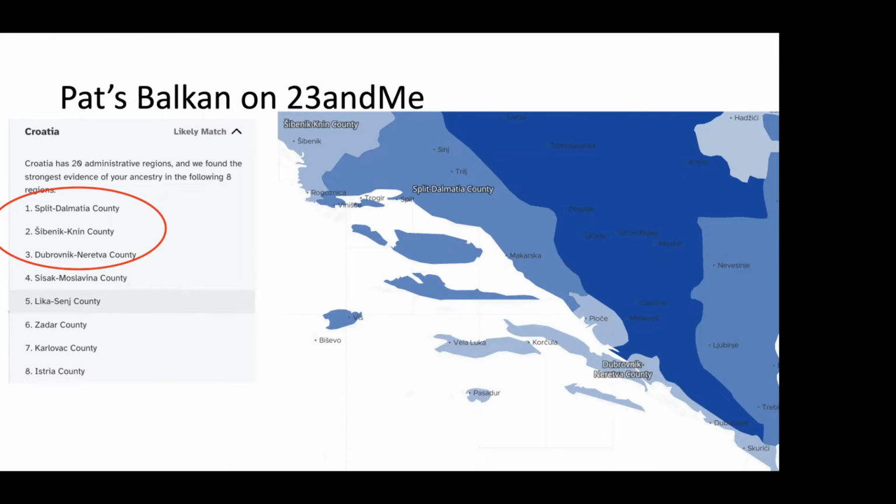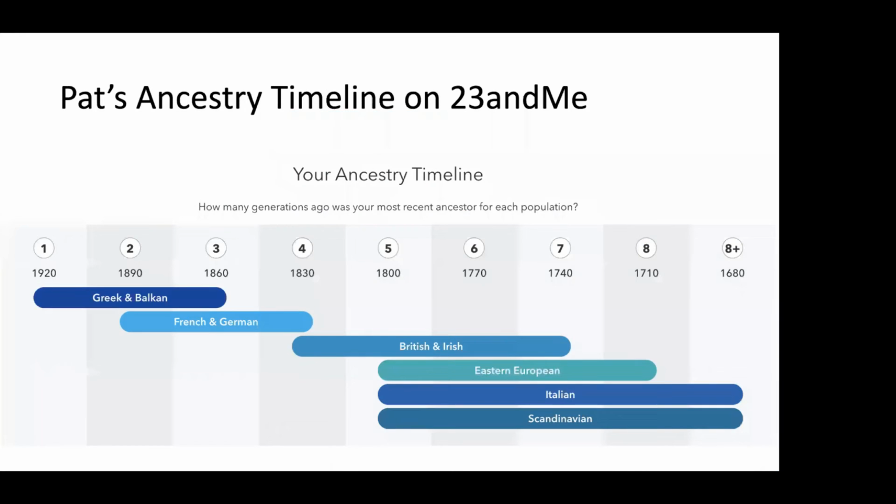In Croatia, 23andMe actually breaks out her evidence of ancestry into counties. The top 3 counties are all along the Dalmatian coast. I've added red dots to show the villages where her paternal grandfather and grandmother were born. Their ancestors have been in those areas for many generations. This is very impressive regarding the specificity of the location.